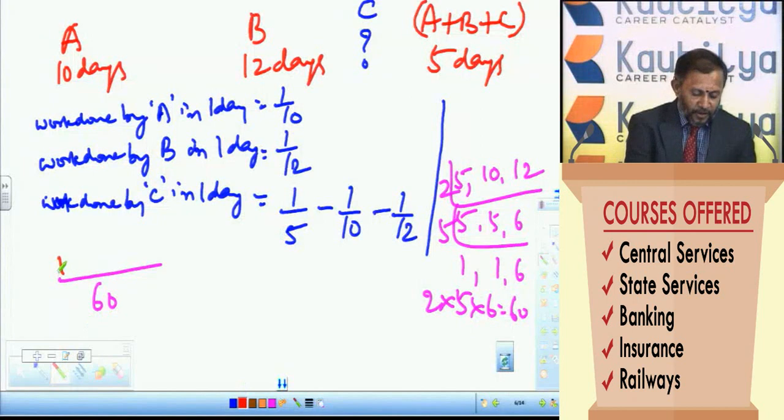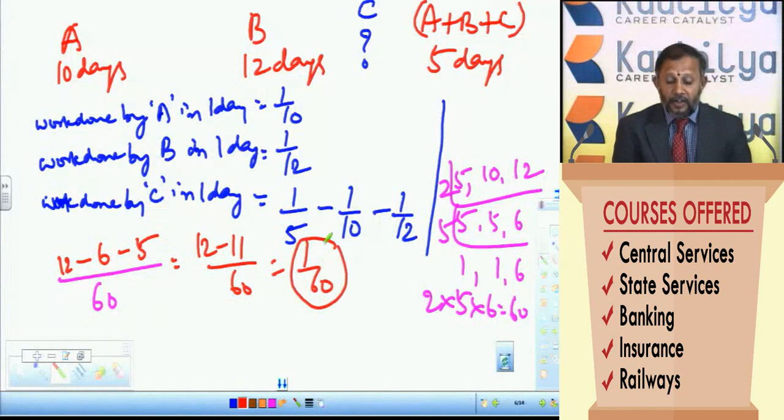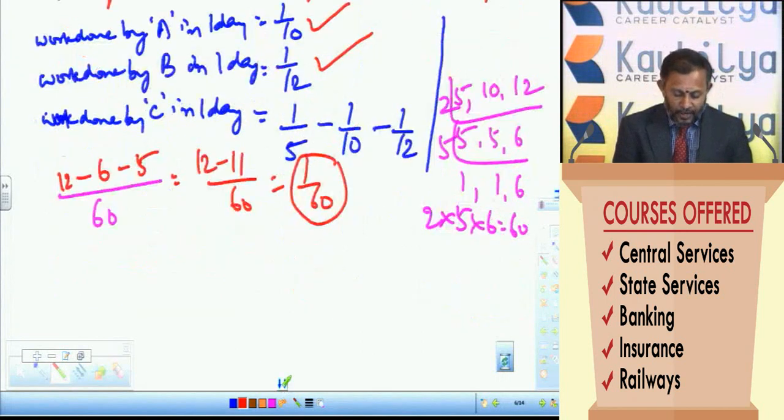5 gets cancelled for 12 times, 10 gets cancelled for 6 times, and 12 gets cancelled for 5 times. So 12 minus 11, that is 1 by 60. Here 1 by 60, that is the work done by C in 1 day. So A can do 1/10 of work in 1 day, B can do 1/12 of work in 1 day. The work done by C in 1 day is not available in the data, so we have to calculate this one, 1 by 60.